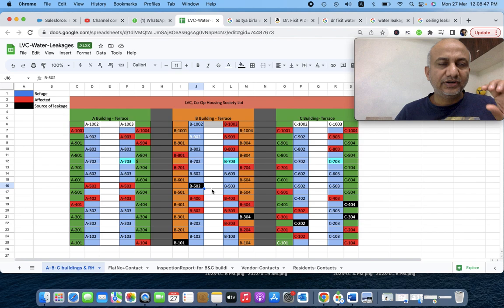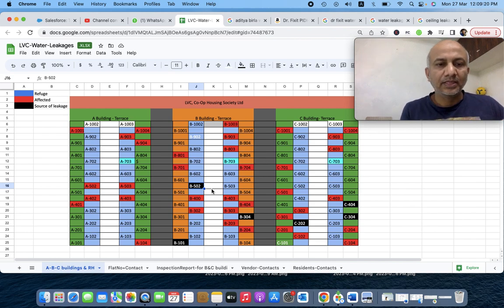Now the function of this spout is, if a lot of water gets accumulated within your flat, the water overflows through the spout, and it starts dripping into the duct area. So this gives you a clear indication of which flat is having leakage. If there is a continuous leakage, you can work with them and tell them that we are seeing continuous water dropping from your spout.